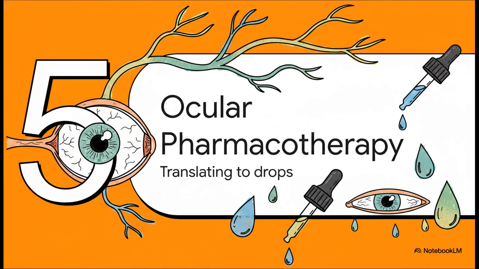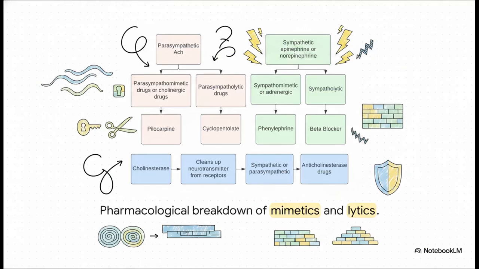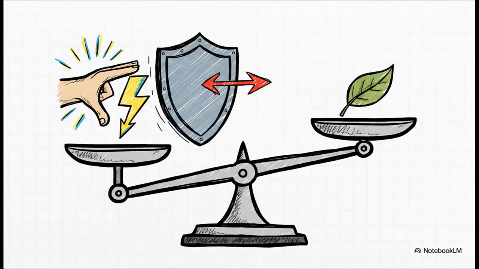And that brings us to our final section, ocular pharmacotherapy in action. This is the bottom of the funnel, where we translate the neuroanatomy into your actual practice. We can categorize practically our entire ophthalmic drug arsenal based on two very simple actions. Drugs can either mimic a system, which we call mimetics or agonists, or they can block a system, which we call lytics or antagonists. So because we have two autonomic systems and we can either hit the gas or hit the brakes on them, we end up with 4 primary pharmacological categories.